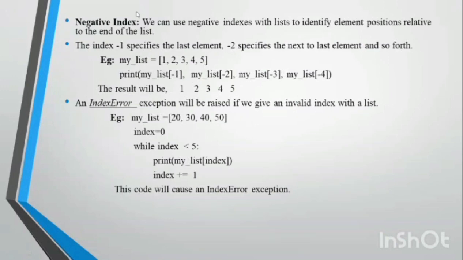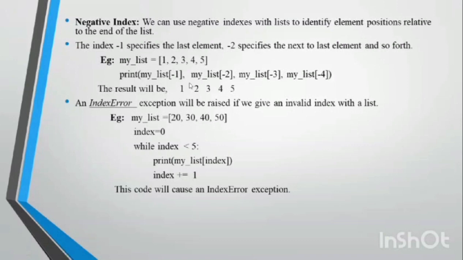Next, negative index. We can use negative indexes with a list to identify an element's position relative to the end of the list. The index -1 specifies the last element, and -2 specifies the element next to the last element. We can print the elements of the list by using negative indexes also.